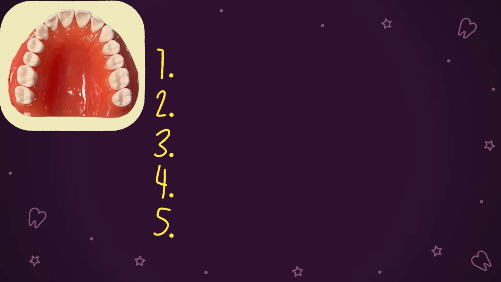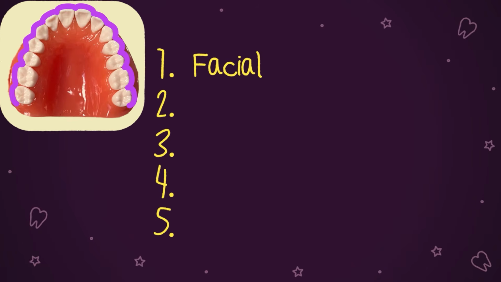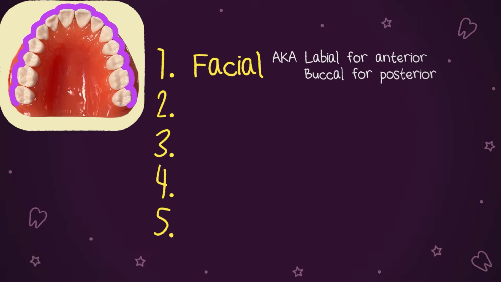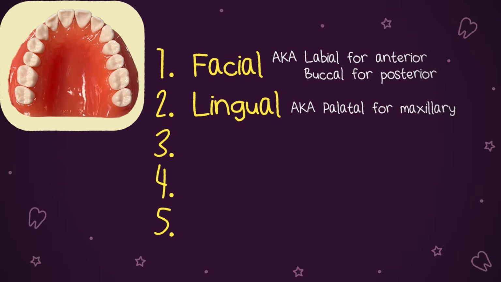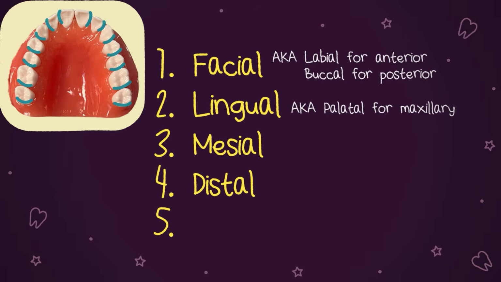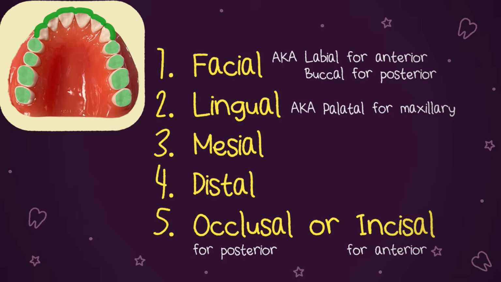All right, to summarize, 5 surfaces. We have the facial surface, also called labial or buccal. Lingual surface, also called palatal for the maxillary. Proximal surfaces, specifically the mesial and the distal. And the occlusal or incisal surface.